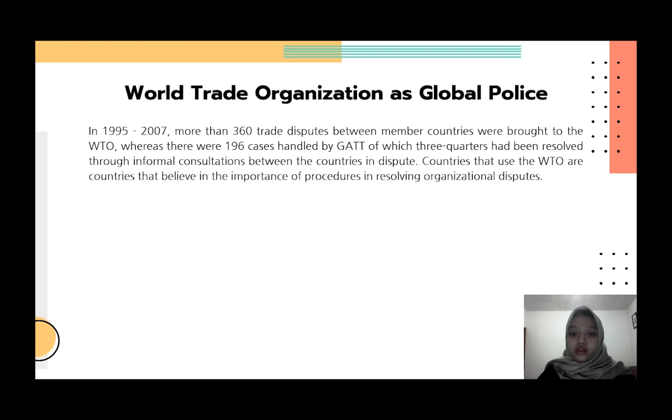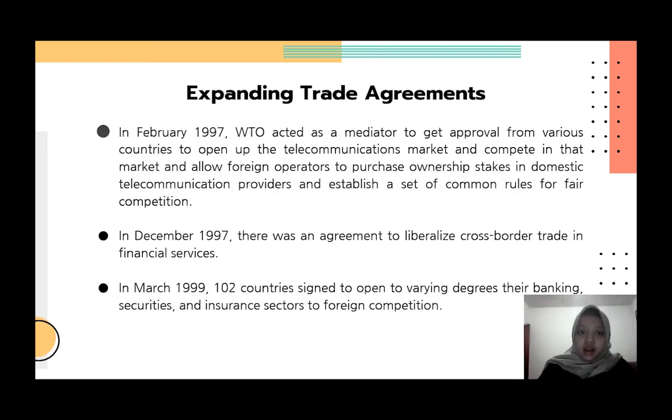World Trade Organization as global policy. From 1995 until 2007, more than 360 trade disputes between member countries were brought to the World Trade Organization, whereas there were 196 cases handled by GATT, of which three-quarters had been resolved through informal consultation between the countries in dispute. Countries that use the World Trade Organization are countries that believe in the importance of procedures in resolving organizational disputes. Next, I will discuss the expanding trade agreements.